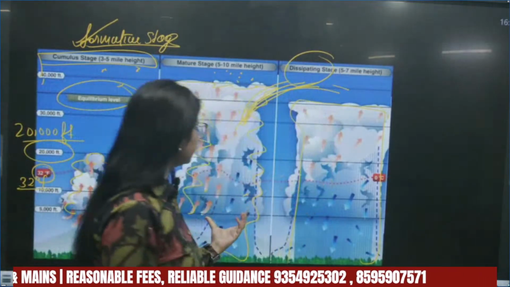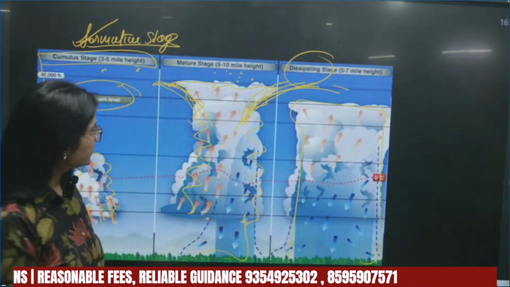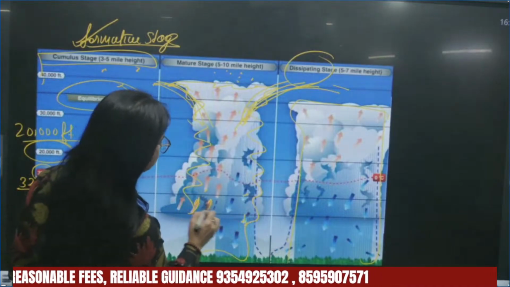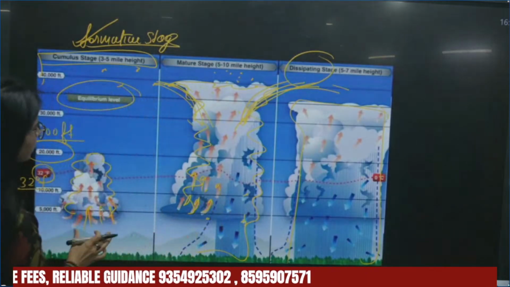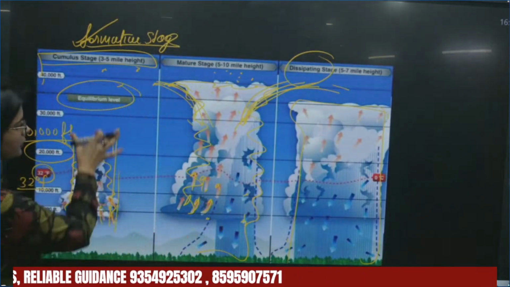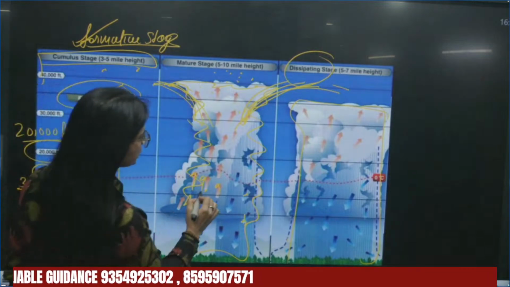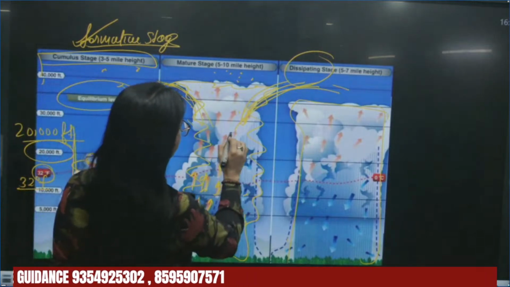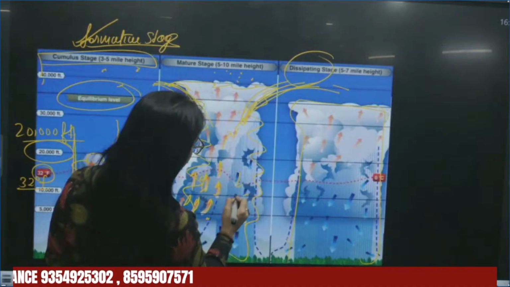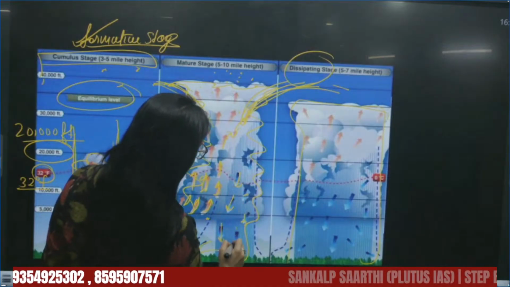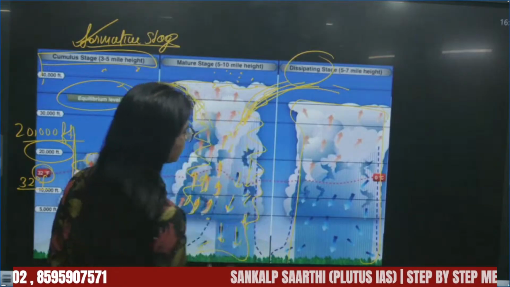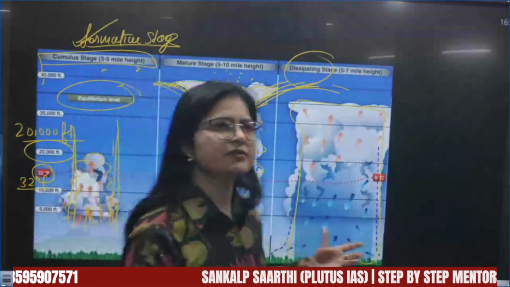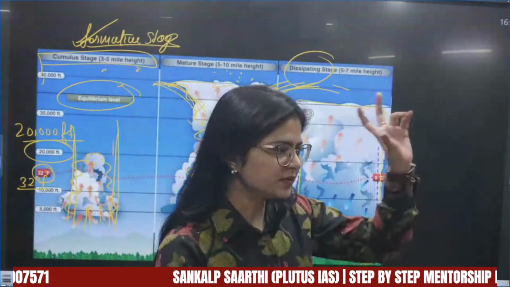But look here, how the air is going. You see some air on the sides is going up. Can you see this air is going up? In the first stage you will see all the air is going upwards only. But in this stage, some part of the air is going upwards. But can you see this blue color? Some arrows. Some part of the air is coming down. This part of the air which is coming down is in which area? It is your eye wall.